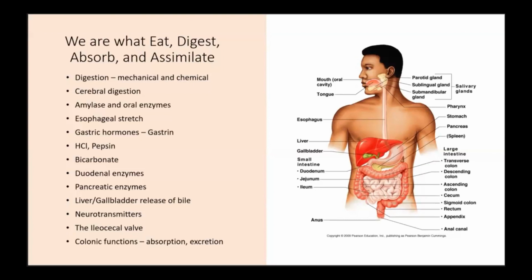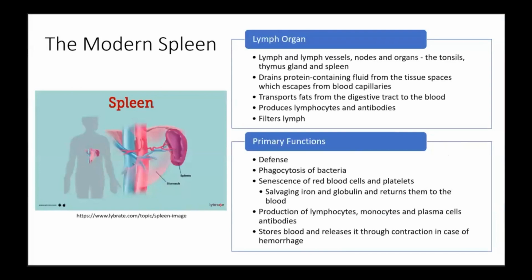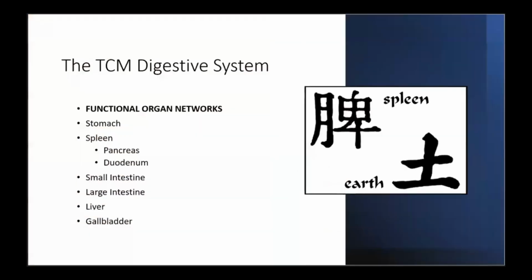And on an emotional level, always, what do we want to keep? What do we want to break down into smaller bits and make part of us? And what do we want to get rid of, right? Package up and move on. It's good decision-making stuff. So here we have the functional organ networks of the digestive system in the TCM model. Stomach, spleen, right? There's the pancreas and duodenum. Small intestine, large intestine, liver, gallbladder. Primary digestive organs. All of those organs have a role to play in digesting the life experience, both emotionally and physically.